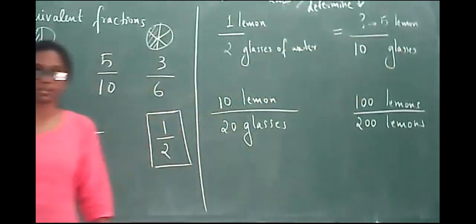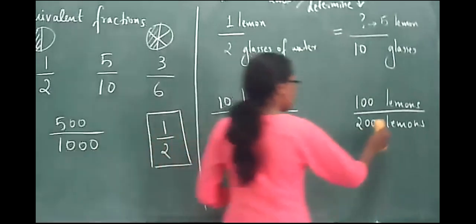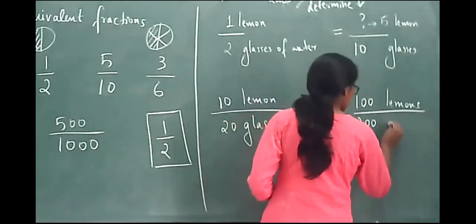Yes, Priya, what is it? You have written 200 lemons for 100, and it's supposed to be 200 glasses. Thank you. So for 100 lemons, we need 200 glasses of water.